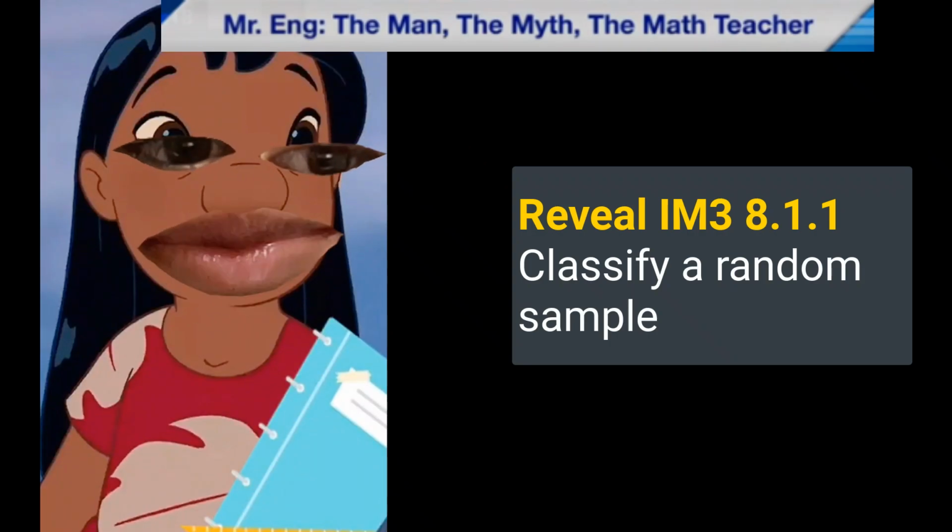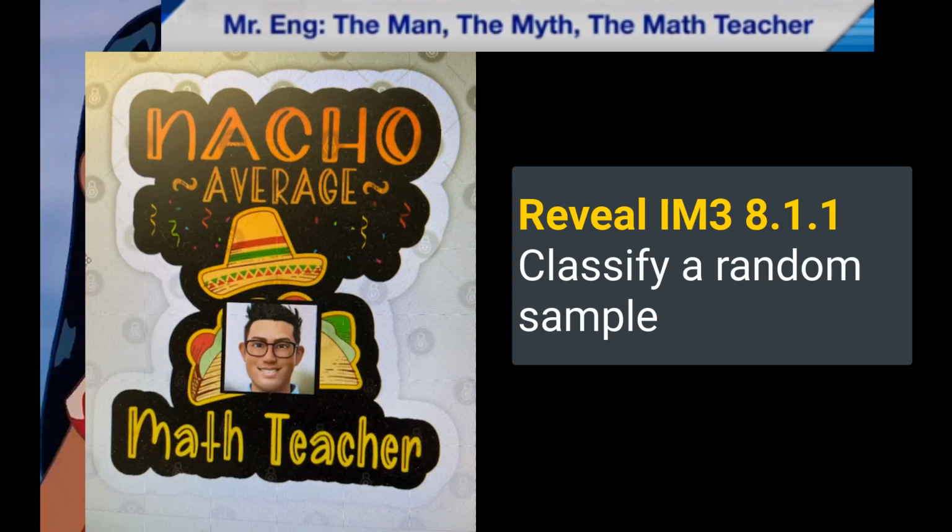Stitch, you think you could help me? I'm currently stuck on a problem because I don't know what step to do first. I don't know whether to add, subtract, or do parentheses.